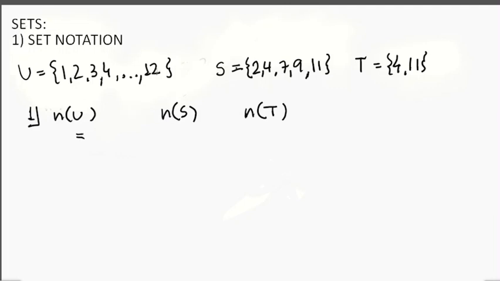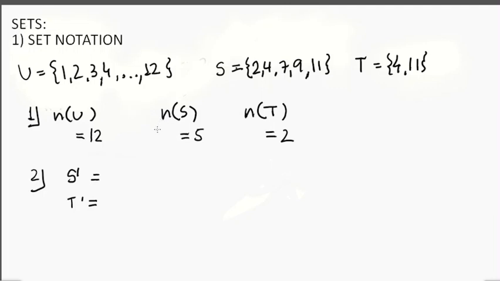So number of elements in your universal set. I'm going from 1 to 12, so number of elements obviously is 12. Now, number of elements in set S. I've got 5 elements, 1, 2, 3, 4, 5, so 5. And number of elements in set T would be 2. Simple enough. Now, I could ask you also to list sets S prime, so the complement of S, and T prime, which is the complement of T.